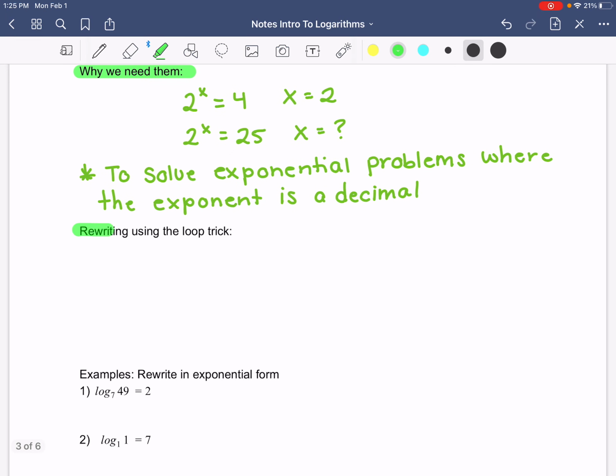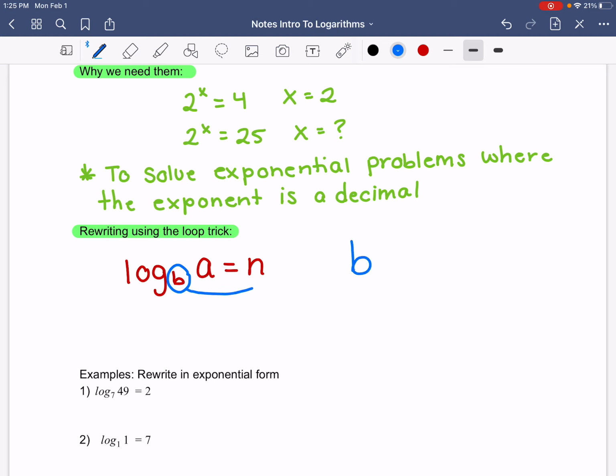So we're going to talk about rewriting using the loop trick. If your log problem starts off log base b of a equals n, we're going to do something called the loop trick, and we're going to change it from log form to exponential form. To change it, you start with your log base, whatever the base is. That's now going to become the base for your exponent. Log base b now becomes b to the power of n equals a. You're always equal to whatever you're pointing at. So it's equals a because that's what I'm pointing at. So the n becomes your exponent, and then whatever you're equal to is what you're pointing at when you're done with your log.